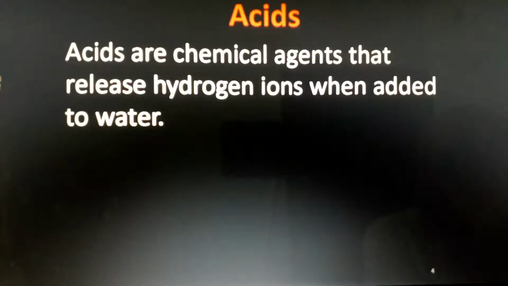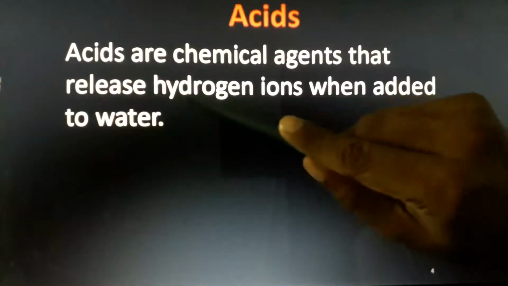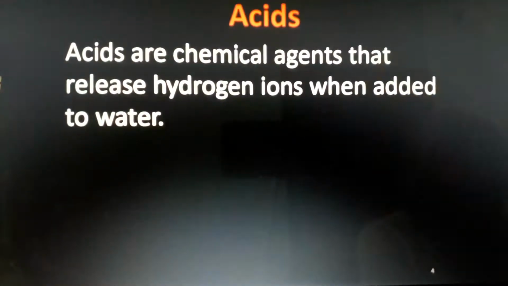This is the 1-mark question. Acids are chemical agents that release hydrogen ion or H plus ion. Hydrogen is a positive ion. So when a substance releases hydrogen ion or H plus ion when it is added to water, that is called as what? That is called as acid. That's the main definition.